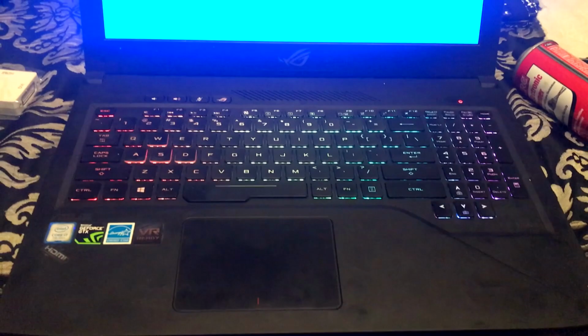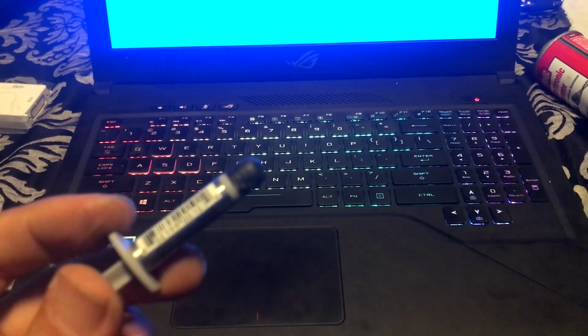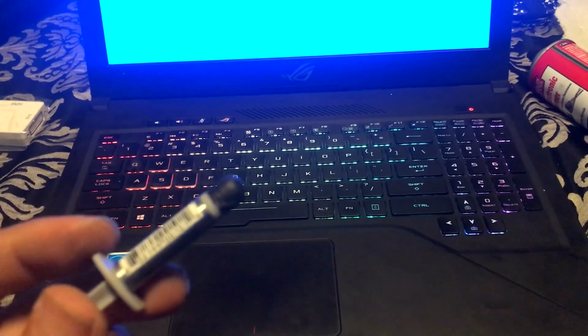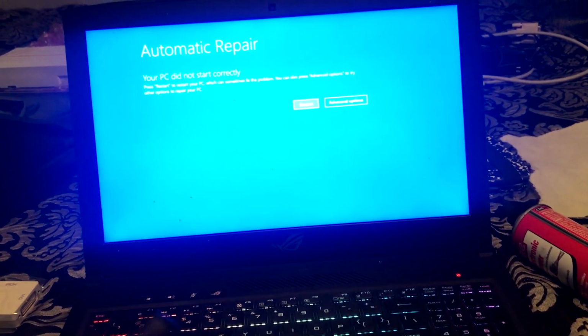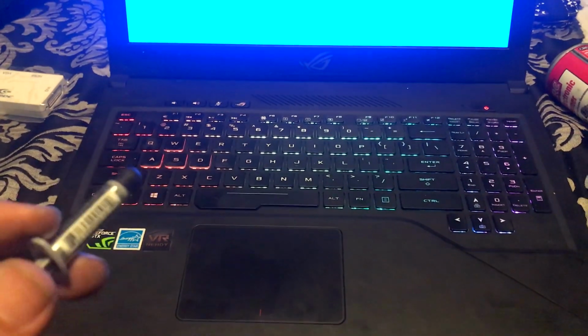Now, believe it or not, you can legit put way too much thermal paste. My thermal paste, I put a lot, and that's the reason it was getting this error. It was driving me nuts. I've been doing research. People have been saying something about CMOS reset, this, that. None of that worked for me.